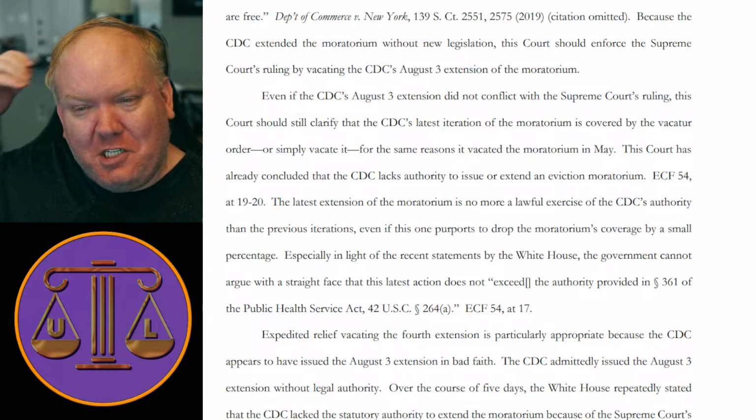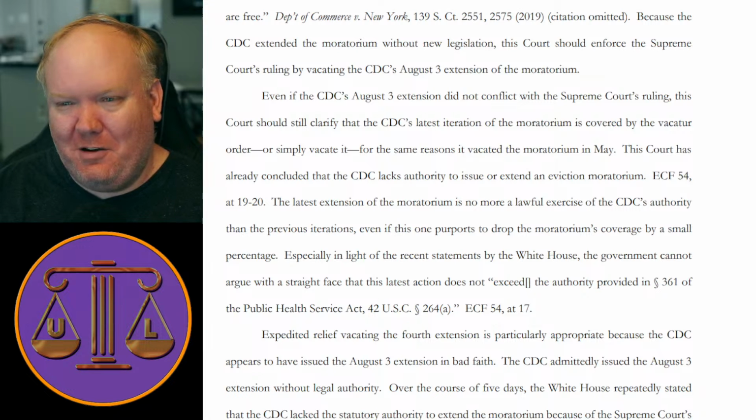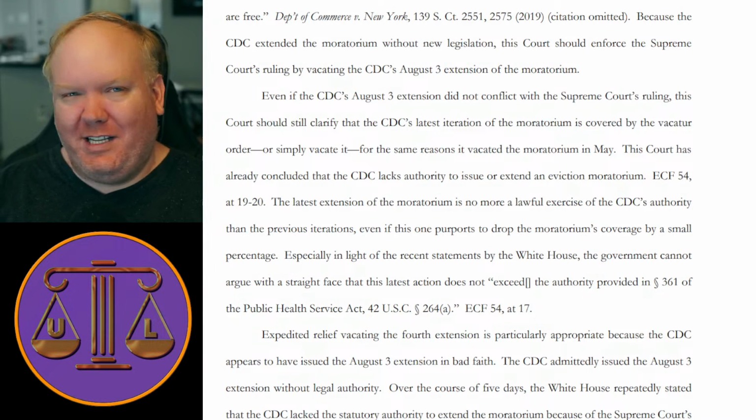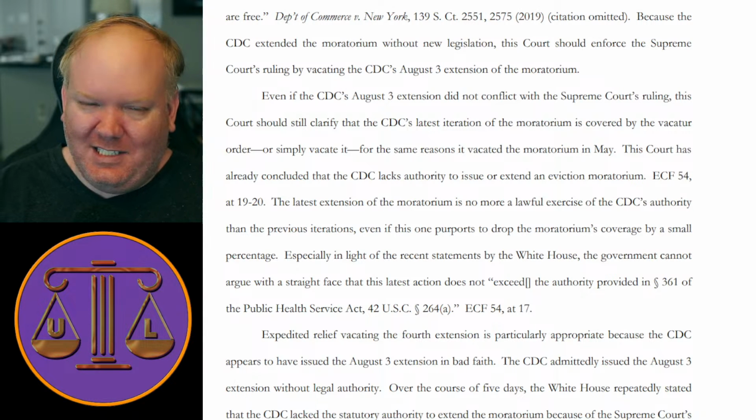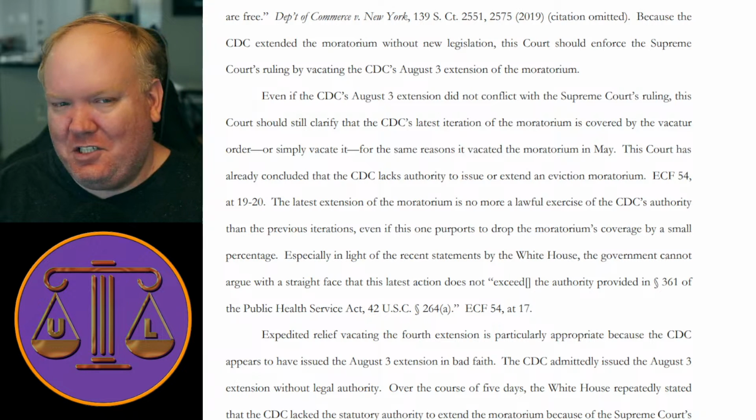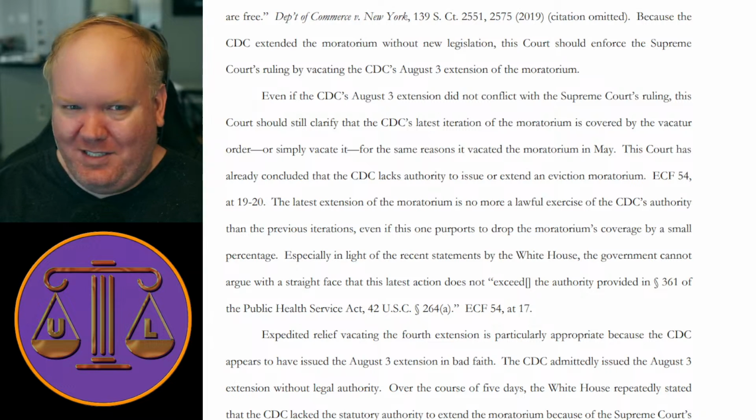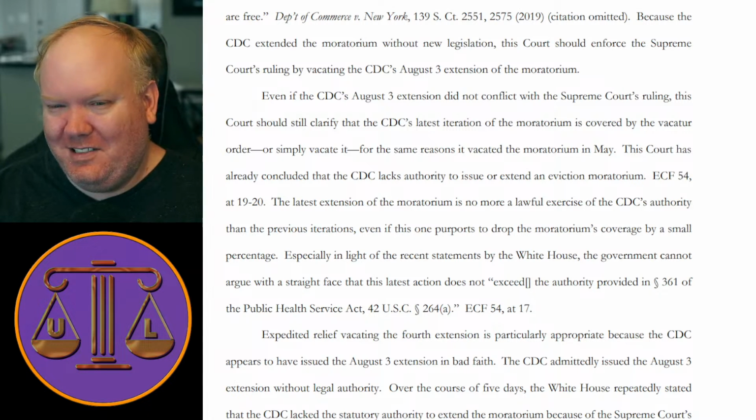Even if this extension did not conflict with the Supreme Court's ruling, which this court should still clarify is covered by the vacator, or simply vacate it for the same reason. Yeah, I'll do all those things. I'll just do all of them. It's invalid as being an extension of. It's an extension being part of. It's an extension as a thing unto itself. It's invalid just any way you slice it. It's invalid all the ways.